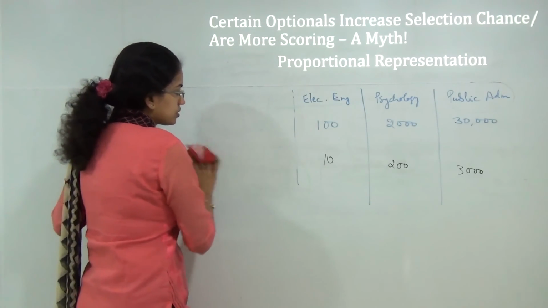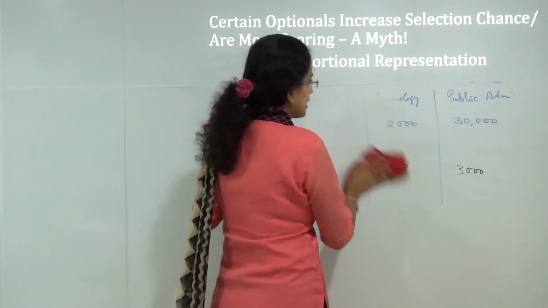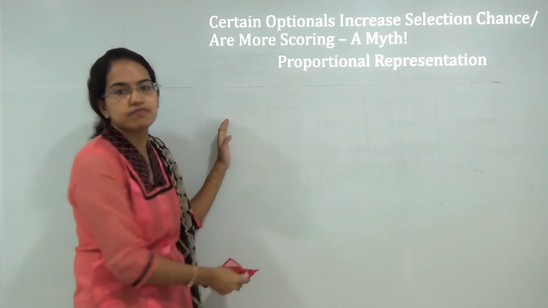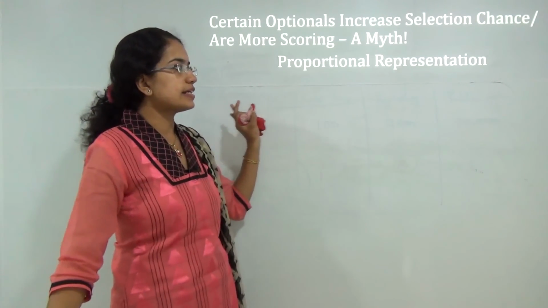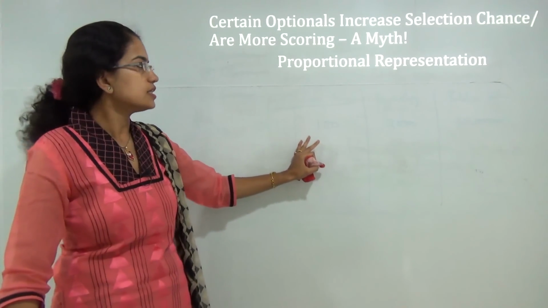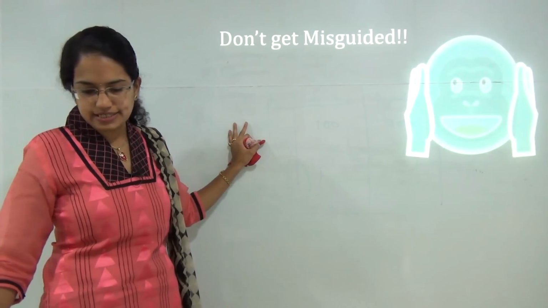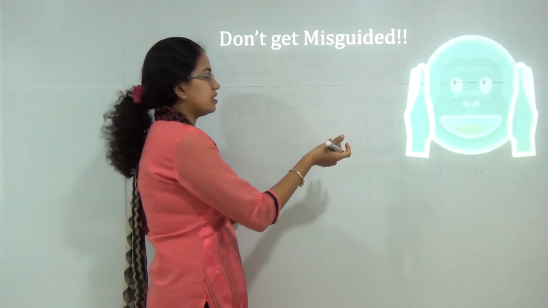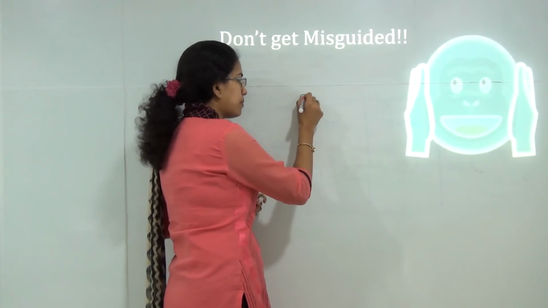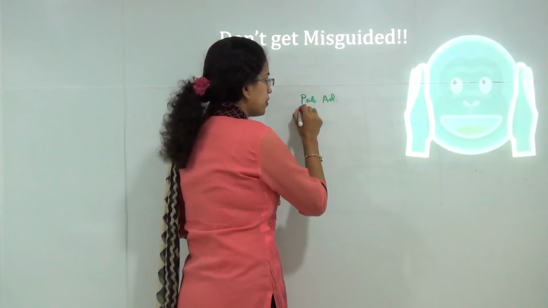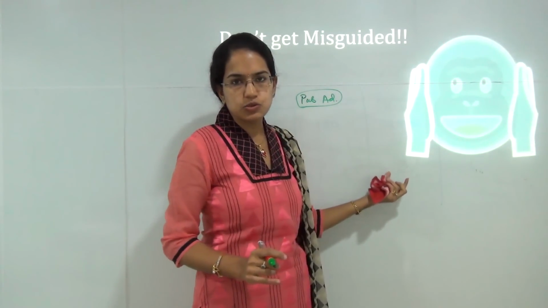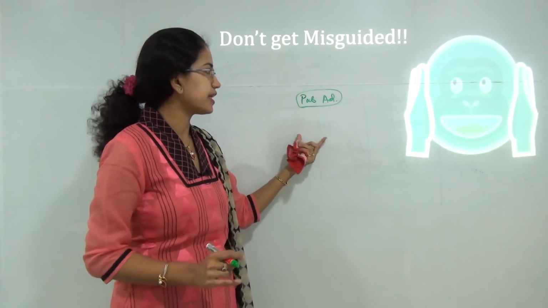So the most important thing we can understand is every subject gets a proportional representation, and it's not just that one subject will fetch you higher marks. So never go by the sayings that this subject is scoring, this subject is popular, that's why I want to opt for this subject. Again, as I said, never get misguided. The most important misguide that people have is, say, public administration. A common myth for public administration is this is a very good optional because there are numerous candidates who clear through public administration, but this is not the reality.